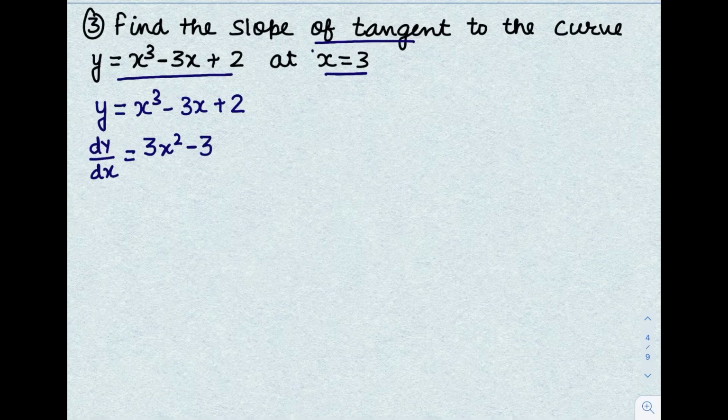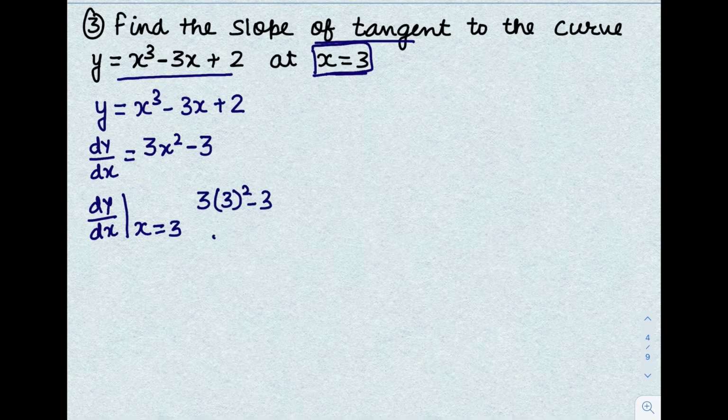And we have been given that x is equal to 3. So dy by dx at x equals to 3 will become, replace x as 3, 3 square minus 3, 27 minus 3 will become 24, and this is the required slope of tangent.